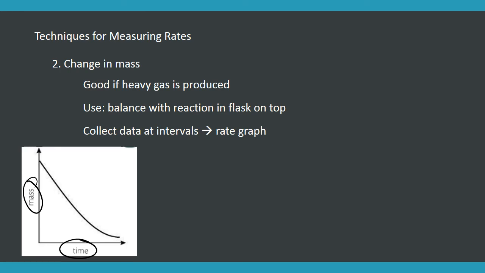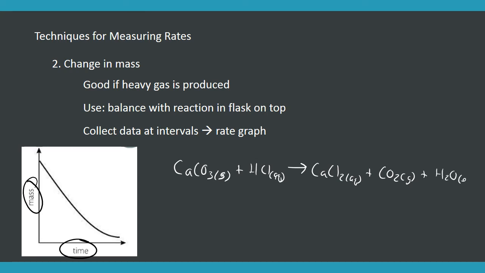So a good example of a reaction is if we have calcium carbonate, and it's going to be a solid plus aqueous hydrochloric acid. You're going to produce calcium chloride, CO2, which is a gas, and water. Well, we know the aqueous and the water solution, right?